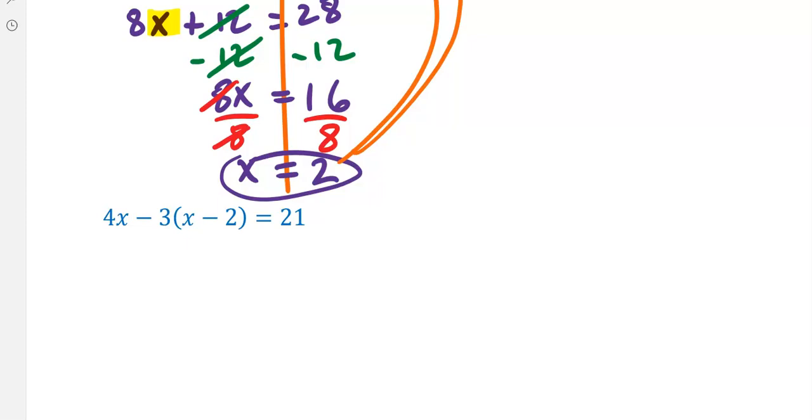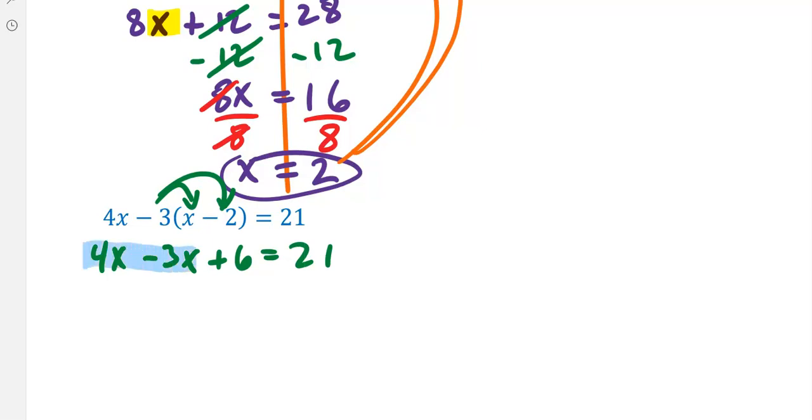4x minus 3 times x minus 2 equals 21. I see that distribution has to happen. So I'm going to distribute negative 3 times x, so that's negative 3x. I'm going to bring this 4x down out here, and then negative 3 times negative 2. Negative times negative is positive, so that's going to be positive 6. And then equals 21.